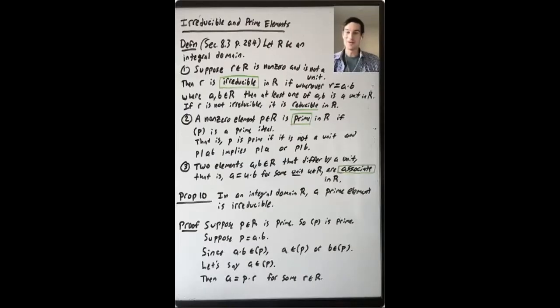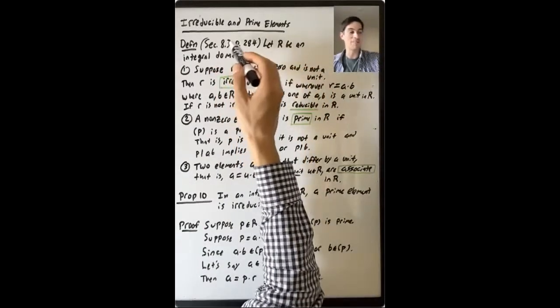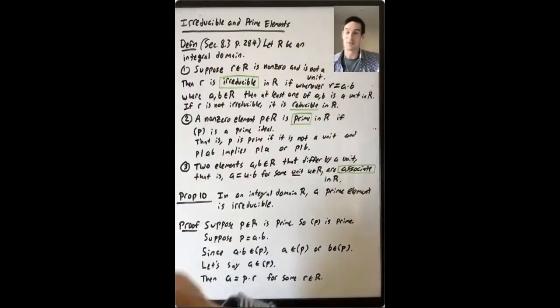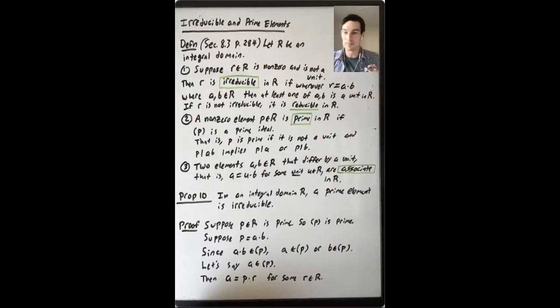In this video, we'll talk about irreducible and prime elements in an integral domain. So this definition comes from section 8.3 of Dummit and Foote. We've now moved into the section on unique factorization domains, but I won't actually say what a unique factorization domain is in this lecture. So let's say R is just an integral domain.